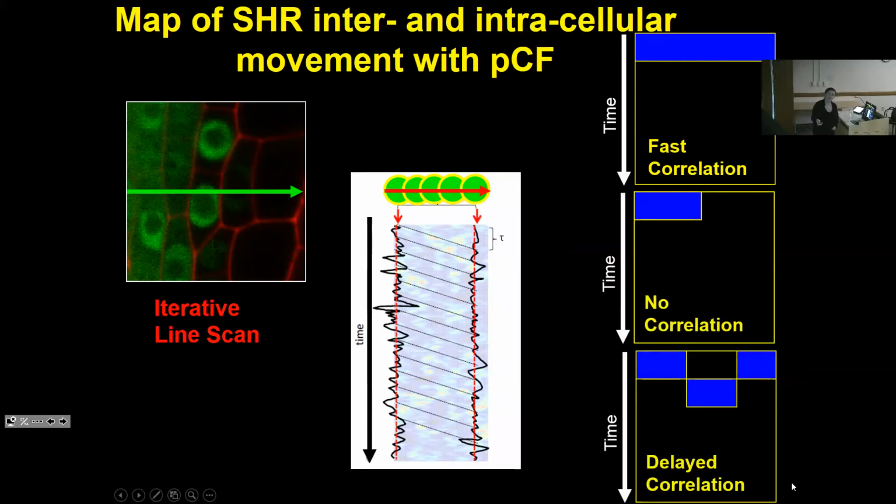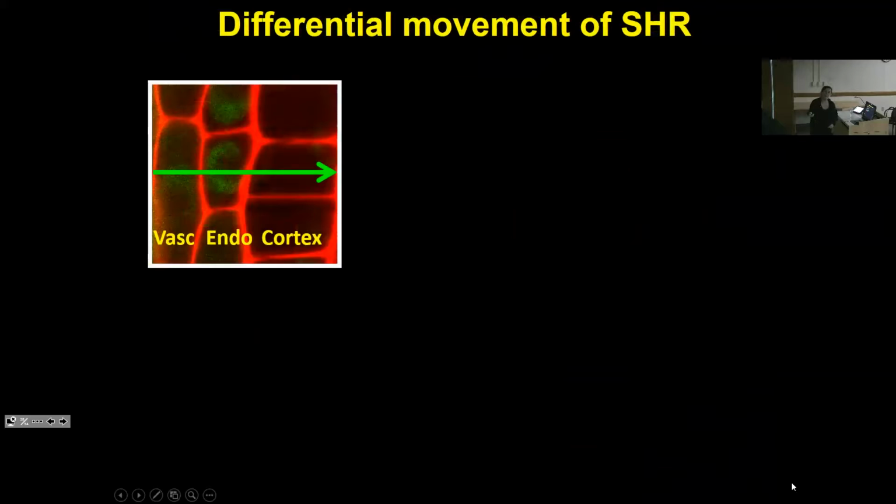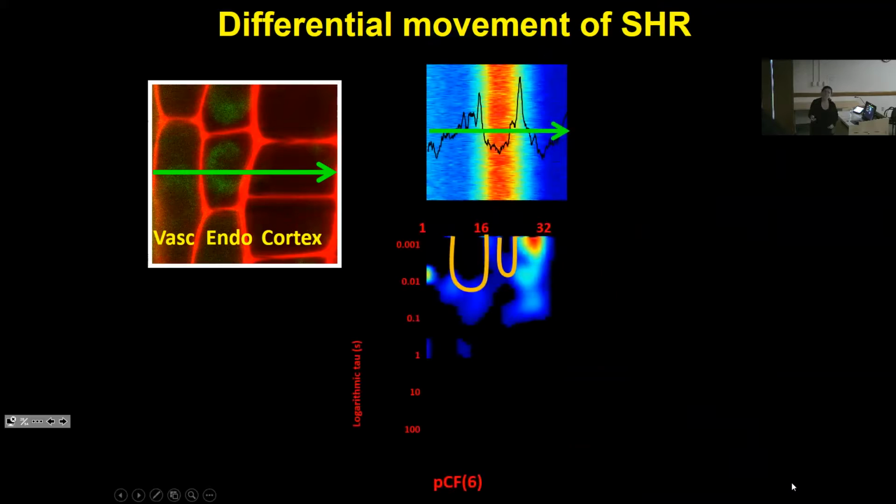If you instead see a delay in the movement, you will see an arch formation that tells you that it's taking some time for this protein to move from cell to cell, but eventually it will move. And so we ask the question, well, what is the movement of SHORT-ROOT from where it's produced to where it ends up? And what we can see is that it moves. We know that SHORT-ROOT moves through plasmodesmata, the cytoplasmic connections.